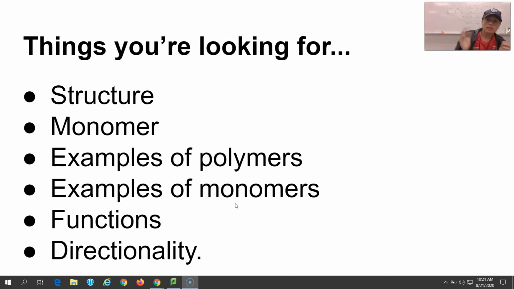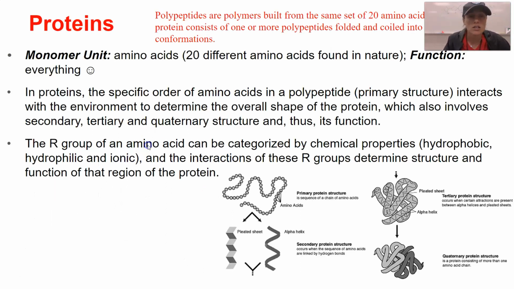Okay, so things we are looking for. Don't forget to look at the structure. What do these things look like? What is the monomer of them? Okay, and there's a lot. What are some examples of the polymers? What are some examples of the monomers? What are the functions, and then what is the directionality? Okay, so let's start this off.